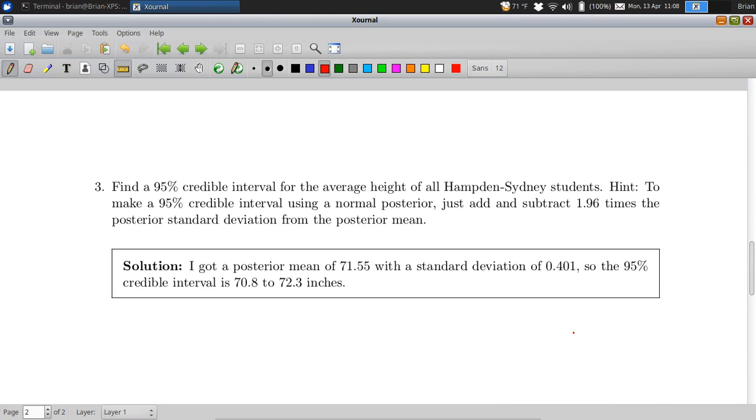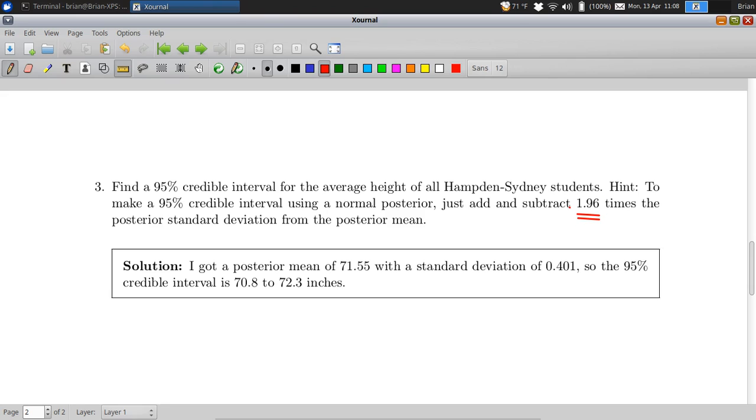Okay, next question was to make a credible interval. To make a credible interval, you take your posterior mean, the middle of your posterior distribution, and then you basically add a certain number of posterior standard deviations to that. If you want 95% credibility, then you just add 1.96. It's the exact same 1.96 you would have added to make a 95% confidence interval. And in general, that's how these numbers work.